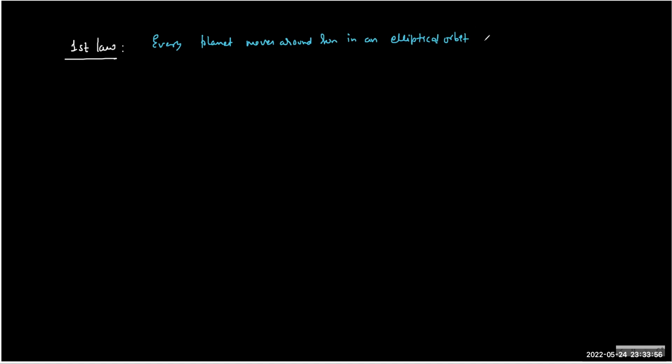All right. So every planet moves around the sun in an elliptical orbit in which the sun is located at one of its foci. Okay.